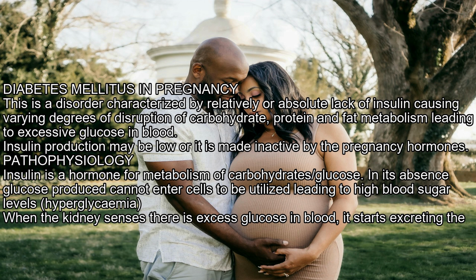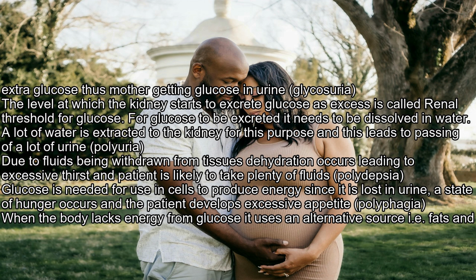Pathophysiology. Insulin is a hormone for metabolism of carbohydrate/glucose. In its absence, glucose produced cannot enter cells to be utilized, leading to high blood sugar levels, hyperglycemia. When the kidney senses there is excess glucose in blood, it starts excreting the extra glucose, thus the mother gets glucose in urine, glycosuria. The level at which the kidney starts to excrete glucose as excess is called the renal threshold for glucose. For glucose to be excreted, it needs to be dissolved in water.